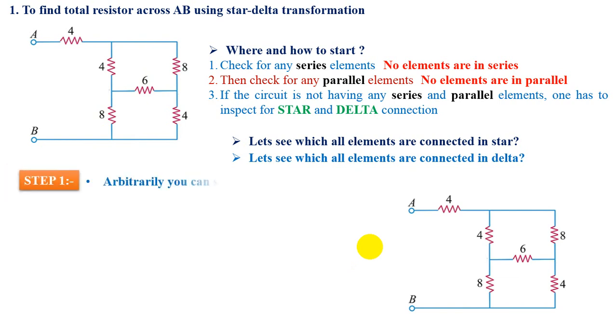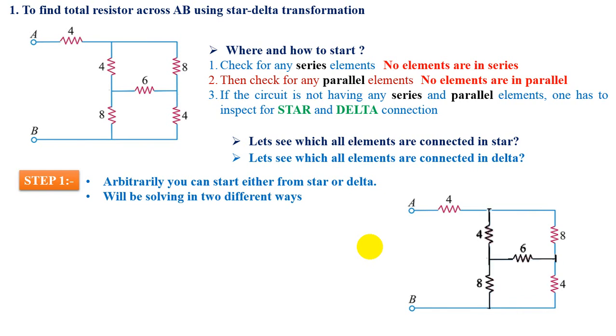Step 1, arbitrarily you can choose either from star or delta. I have shown you 1, 2, 3 elements connected in star and 2 elements connected in delta, so you can choose any one of your choice. I'll be showing 2 ways of solving the same problem in 2 different ways, so you can understand clearly. You can start anywhere, correct? That's your freedom.